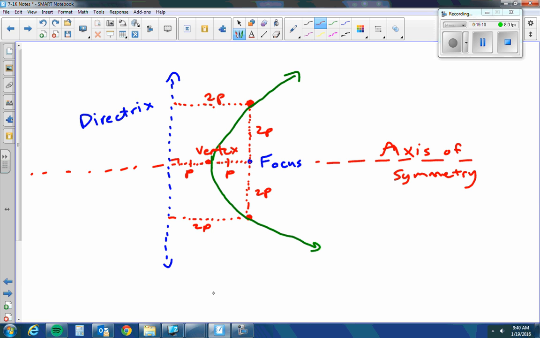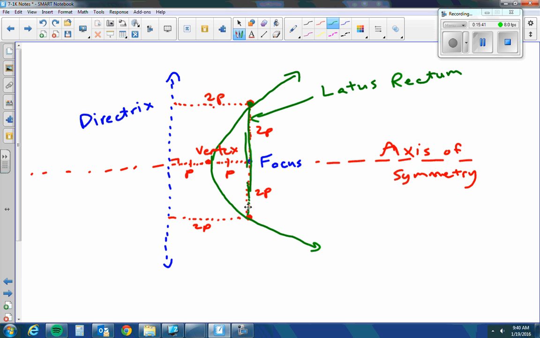Now, one more thing we need to label on this. If you connect across from this point all the way to this point, that segment has a name. And you're going to love this. It's called the latus rectum. Latus as in quadrilateral, so it's like a side, a segment. Rectum as in rectangle, perpendicular. This is the segment that goes through the focus and is perpendicular to the axis.